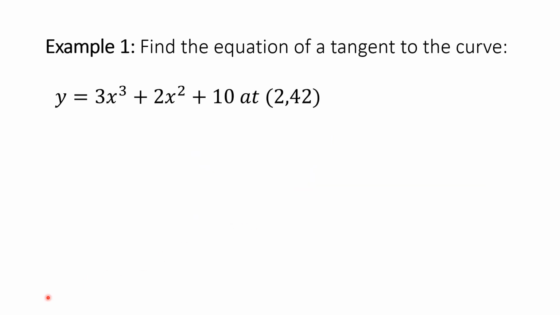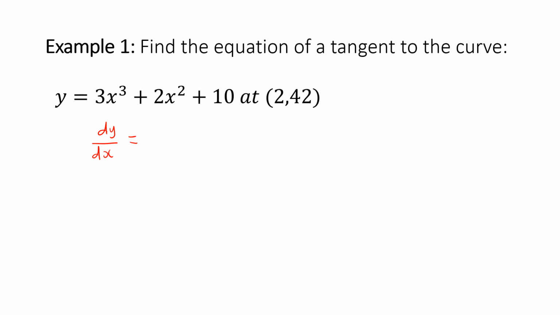Example. We have been asked in example 1 to find the equation of a tangent to the curve y is equal to 3x cubed plus 2x squared plus 10 at point 2, 42. So the first step is to look for the gradient function. That is, we shall take the derivative of y with respect to x.